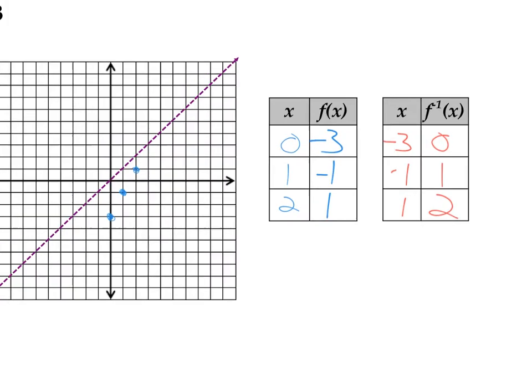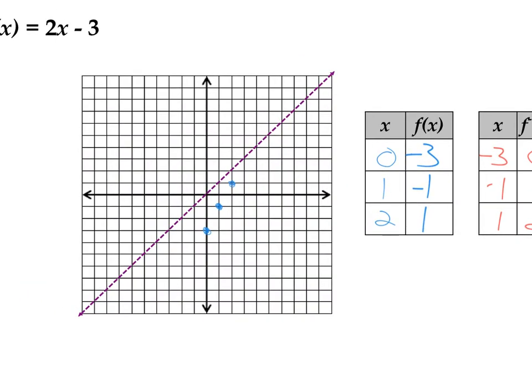So when we graph, I have negative 3, comma 0, negative 1, comma 1, and then 1, comma 2. Now when I graph these, if I did it correctly, and I think I did, they should create mirror images over that provided dotted line. So there's my original function there in blue.